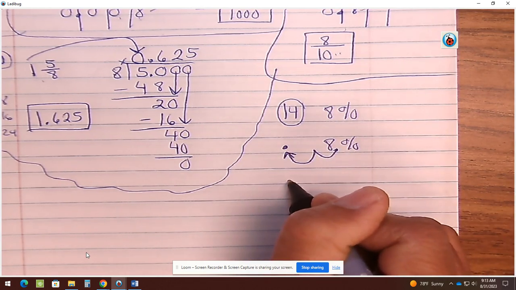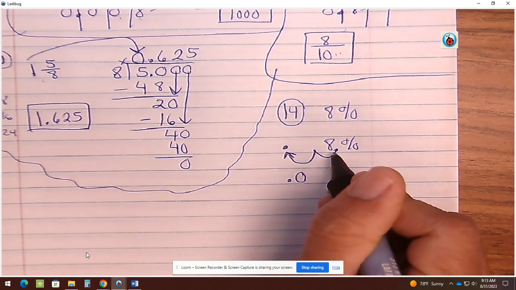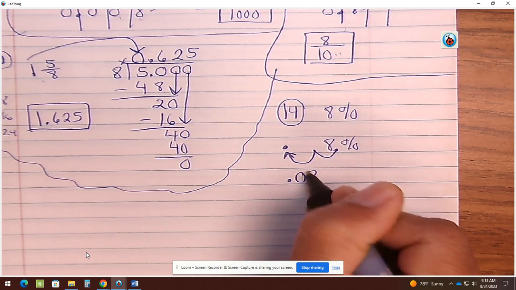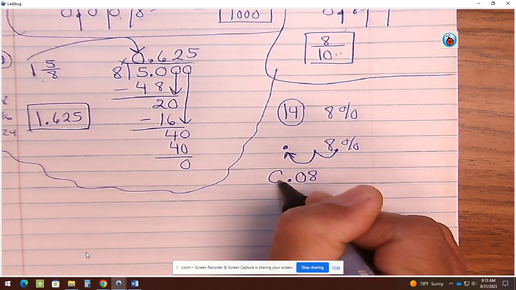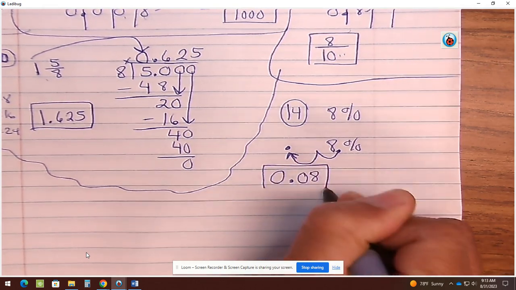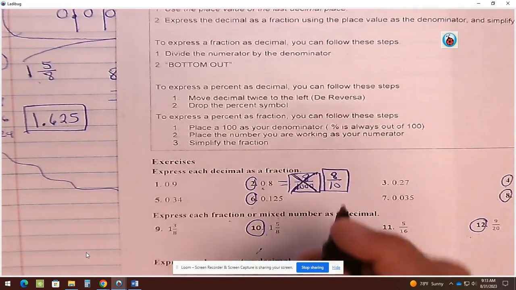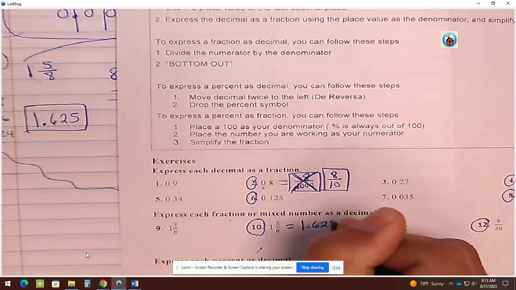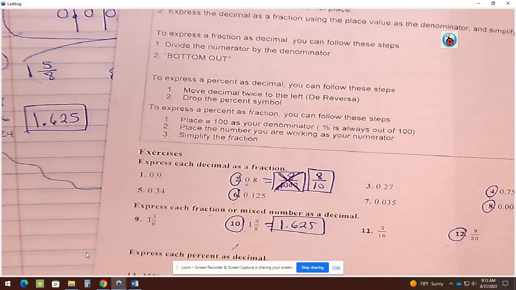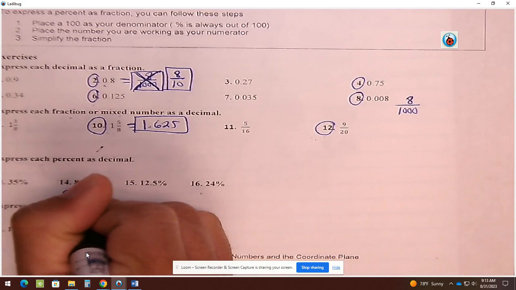So the answer would be point. There's a space there, so I'm going to put a 0.08. This is less than 100%, so I know that there's no holes. That will be the final answer. 0.08. I can transfer that. By the way, I forgot to transfer this one. Was 1.65. And the one that I just did, which is the 8%, it would have been 0.08.